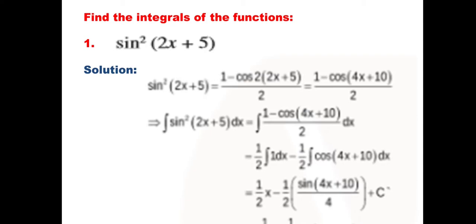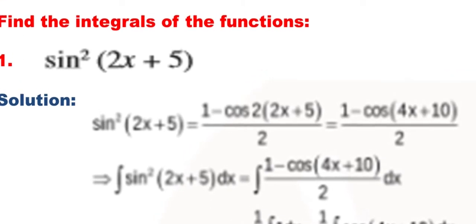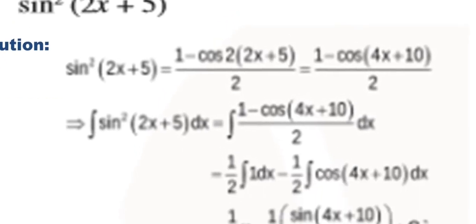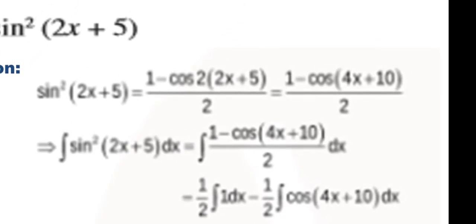The first question is sine square 2x plus 5. Students, we know that sine square x can be written as 1 minus cos 2x by 2. So here in place of x it is 2x plus 5. So we can write sine square 2x plus 5 equal to 1 minus cos 2 into 2x plus 5 by 2, which is 1 minus cos 4x minus 10 by 2.